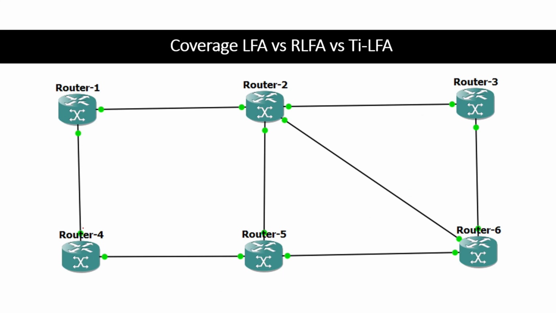Before the deep dive into Ti-LFA, let's compare the coverage difference between LFA, Remote-LFA and Ti-LFA. Here I have increased the metric so that all the prefixes go via this path which we are trying to protect. So R4, R2, R5, R6 and R3 all go via this path. So we should get coverage for all the prefixes. Let's see how the coverages are.